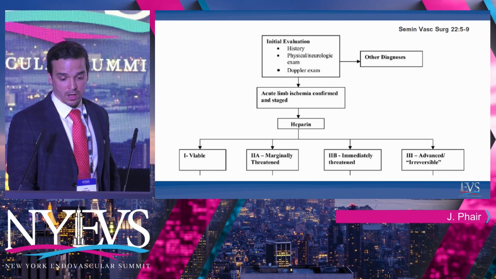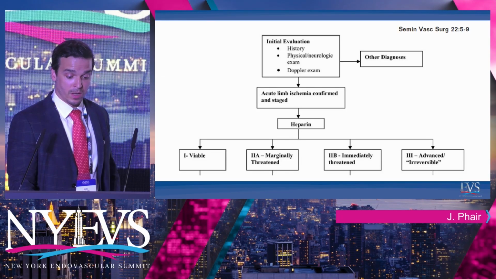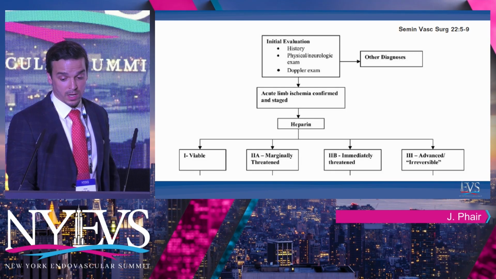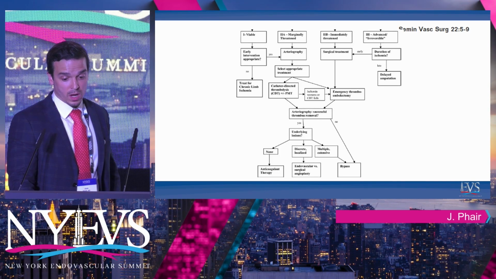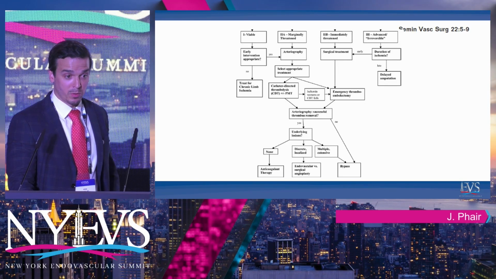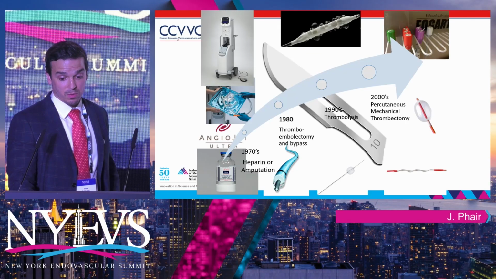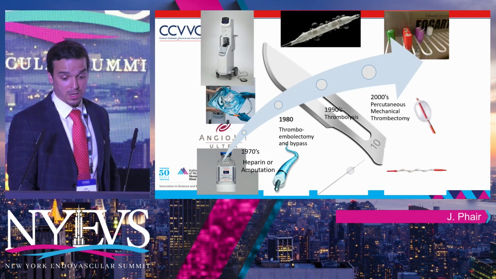So this is a general algorithm for treatment. If we start the patient immediately on heparin, we want to classify them into 2A, 2B, or 3. And if it's 2A, we have some time for imaging, like I said. 2B, we want to get imaging as soon as possible and bring them immediately to the operating room because time is limb. And 3, we want to proceed with maybe an amputation, whether it's immediate or delayed.